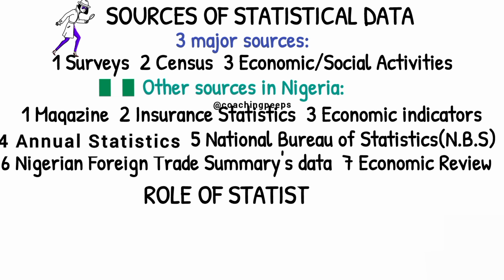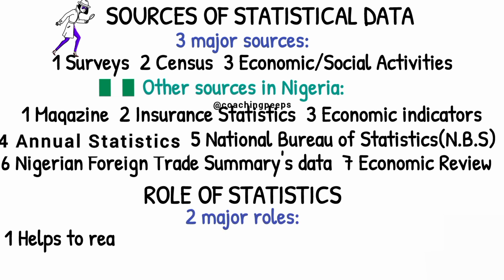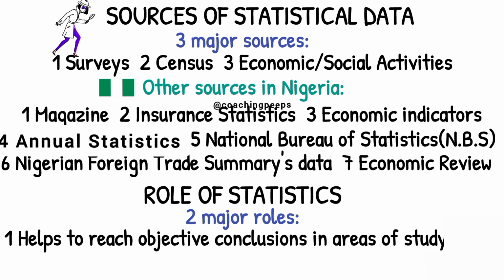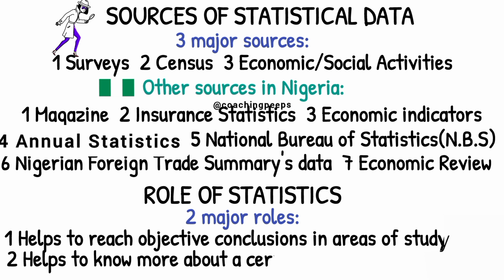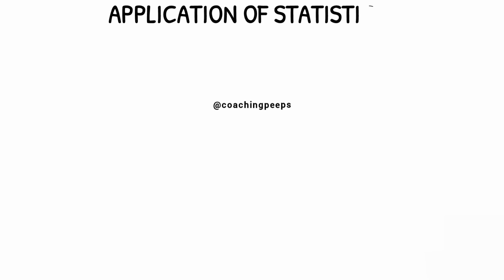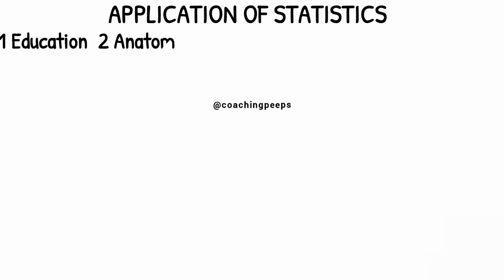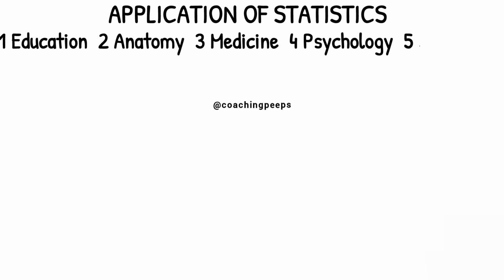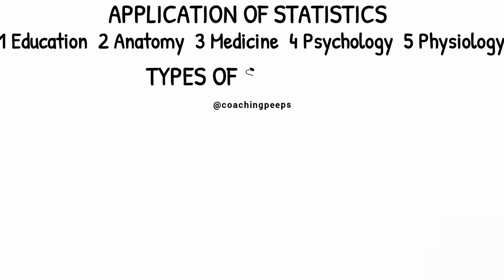Moving on to the role of statistics, there are two major roles of statistics. 1. Statistics helps to reach objective conclusions in areas of study. 2. Statistics helps to know more about a certain disease. Could be ocular pressure of the eye. Let's go over to the applications of statistics. Statistics can be applied to education, anatomy, medicine, psychology, physiology, and so on.